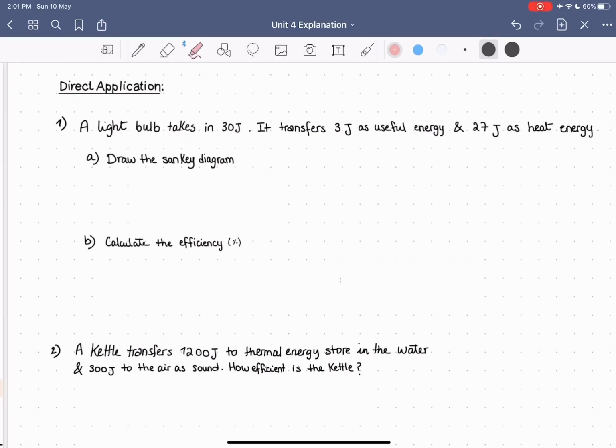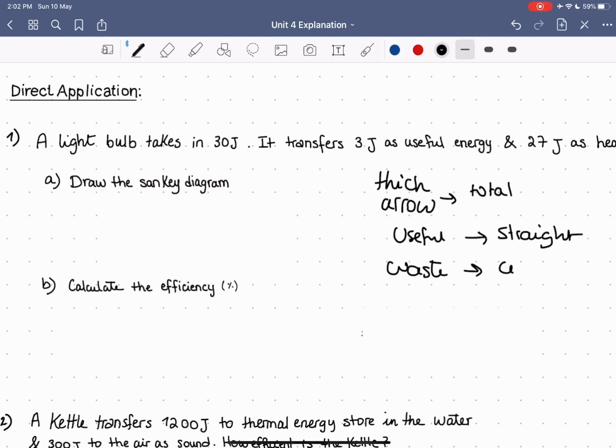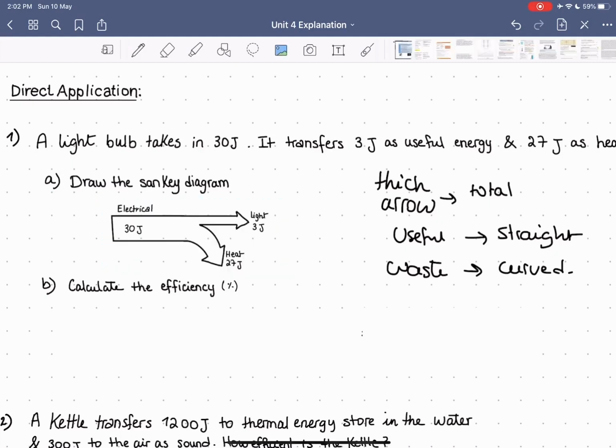Draw the Sankey diagram. Again, remember that a Sankey diagram is to scale, so you need to have the energy given, like the total energy should be the thick arrow. Okay, so that represents the total energy, and then any useful is represented with a straight arrow. Any waste should be curved upward or downward. Okay, and so this is the Sankey diagram: 30 joules in, 3 joules out as light, and 27 joules out as heat.